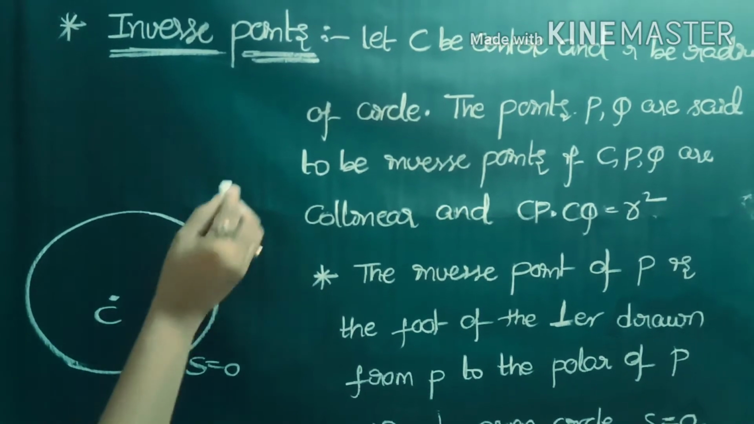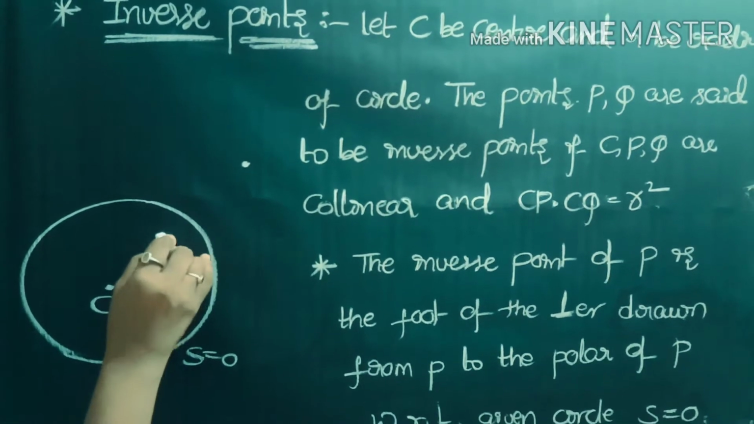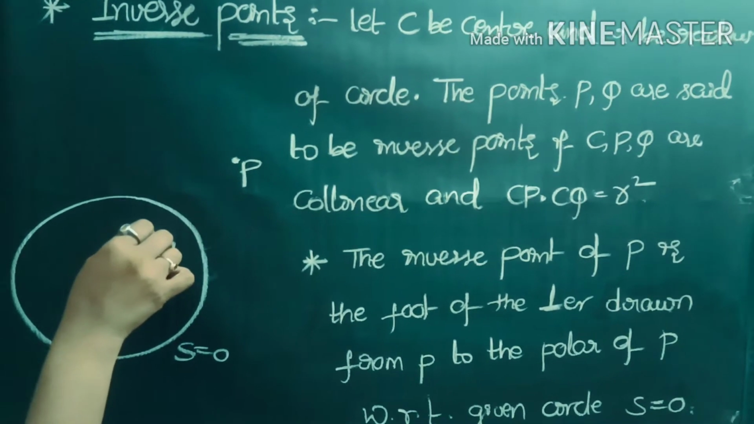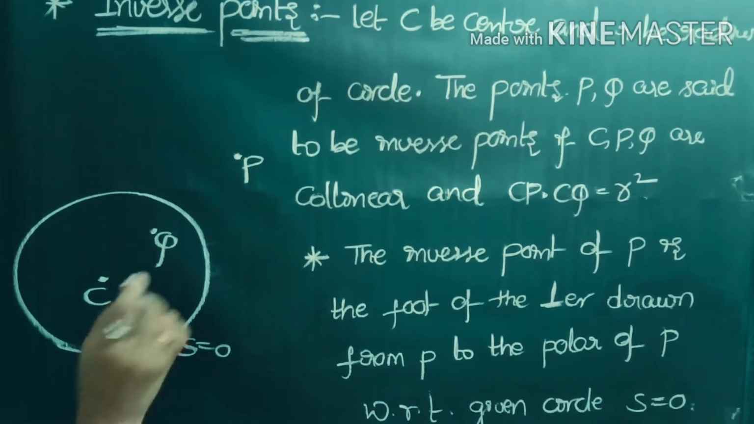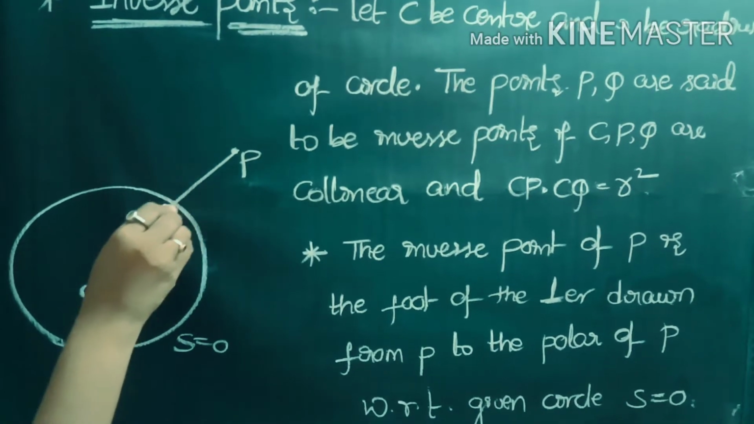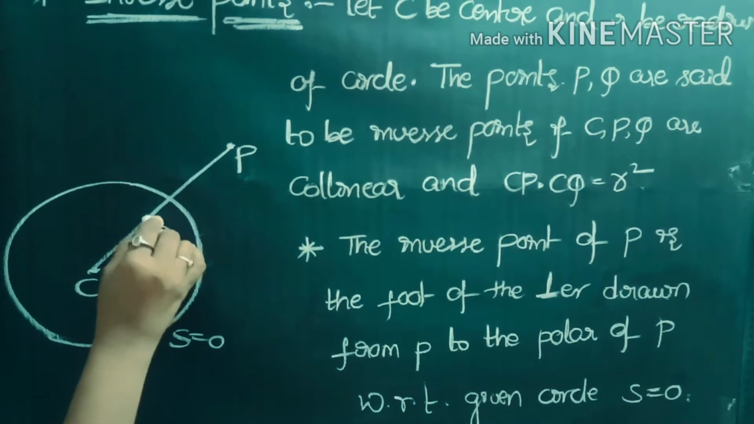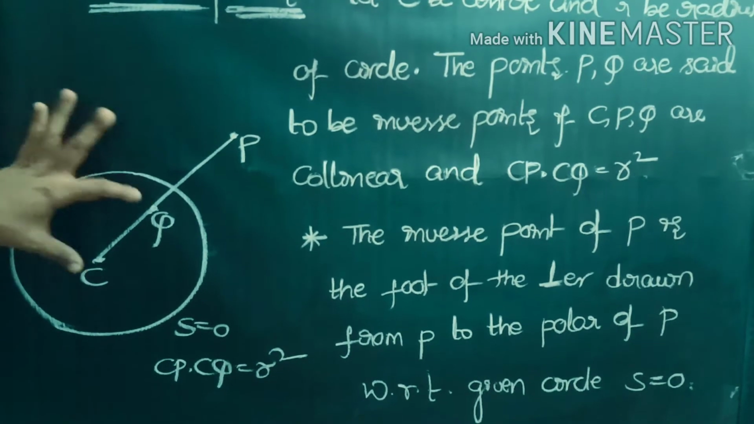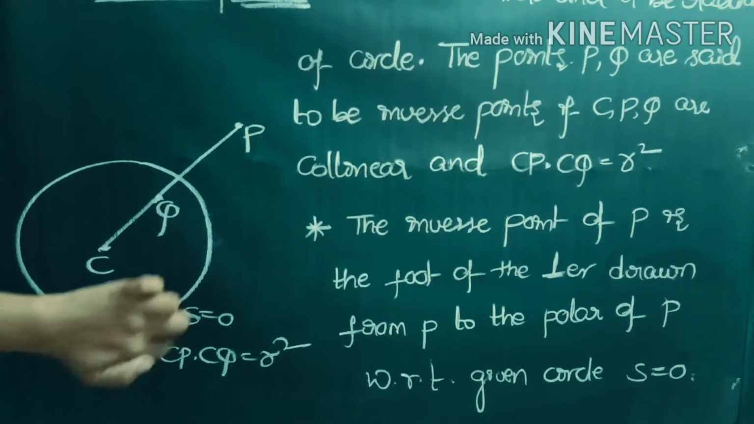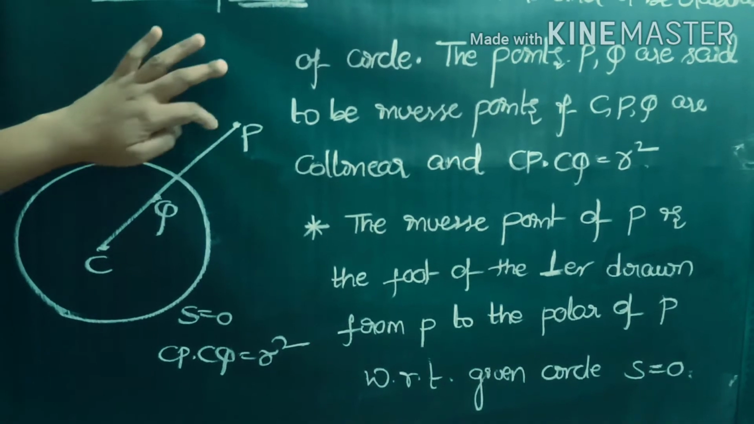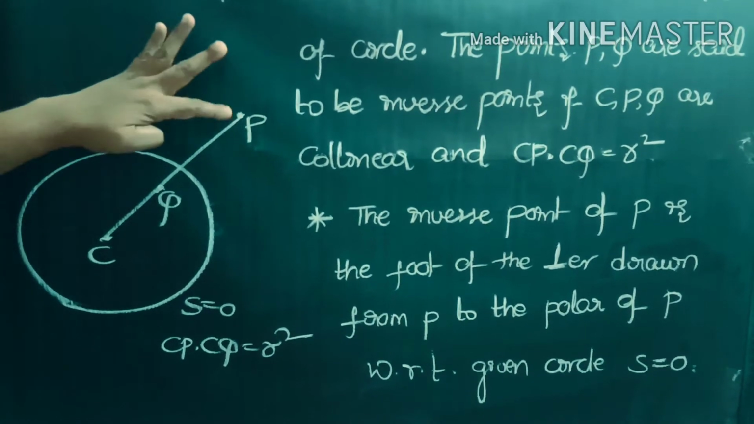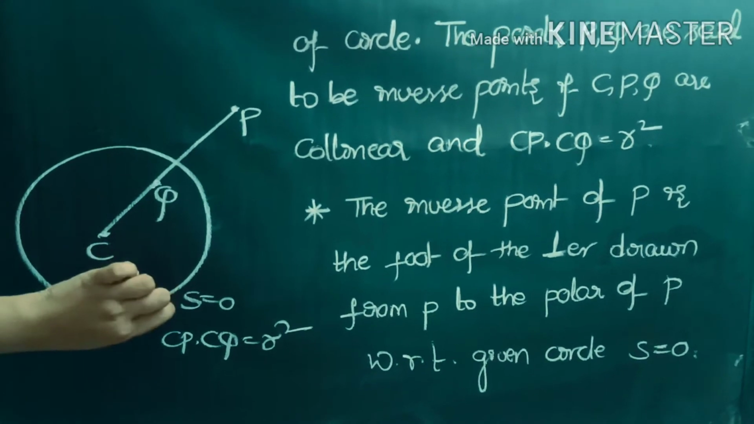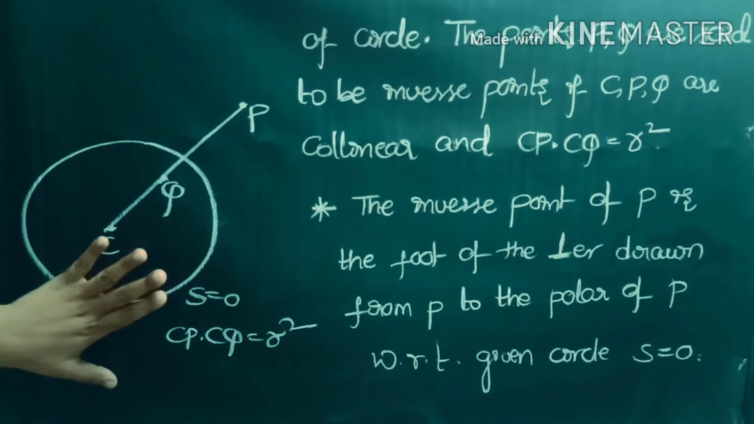Now we take two points, P and Q. The points P, Q are said to be the inverse points with respect to the given circle S = 0 if the points C, P, Q are collinear and the value CP times CQ is equal to R square. So that is the definition of the inverse points.